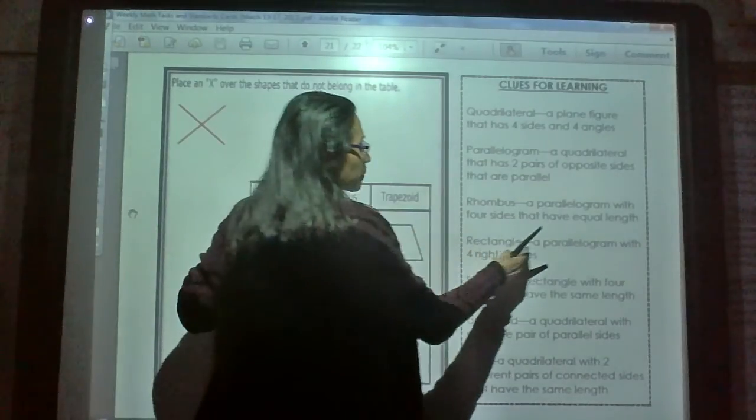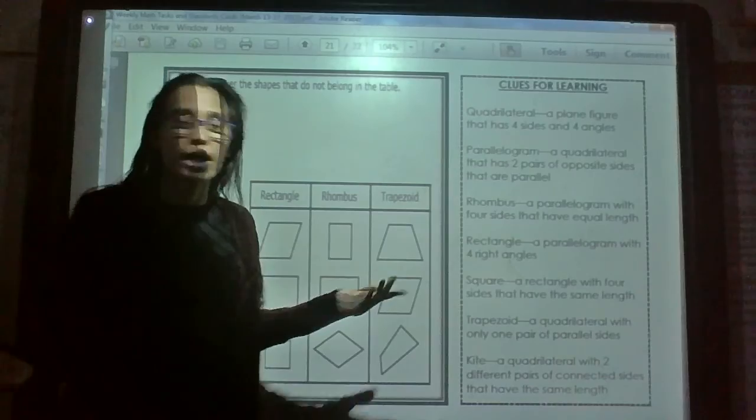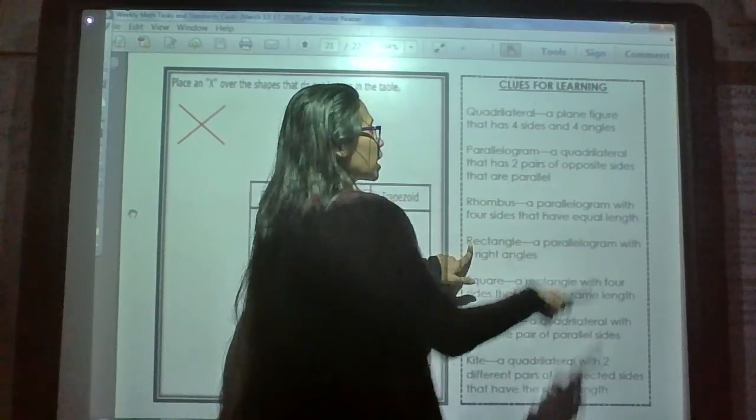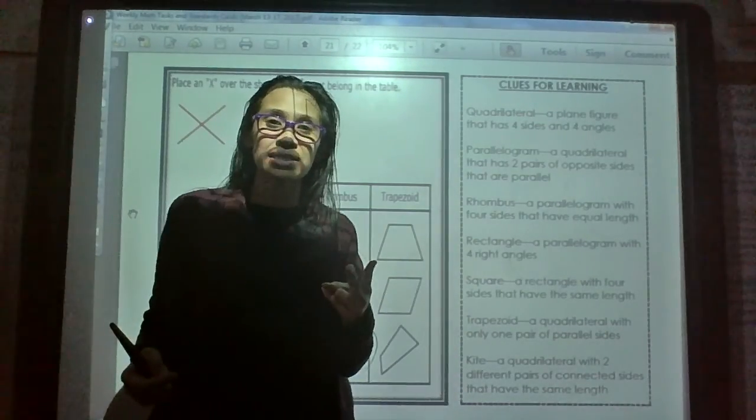A rectangle is a parallelogram with 4 right angles. Well, what's a parallelogram? You can look right here. A parallelogram is a quadrilateral that has 2 pairs of opposite sides that are parallel.